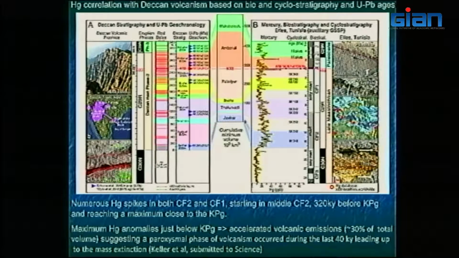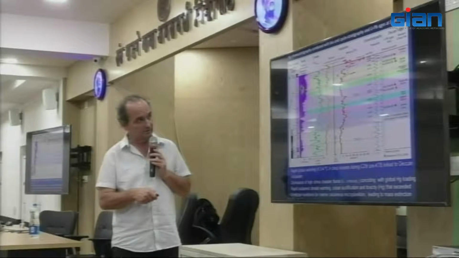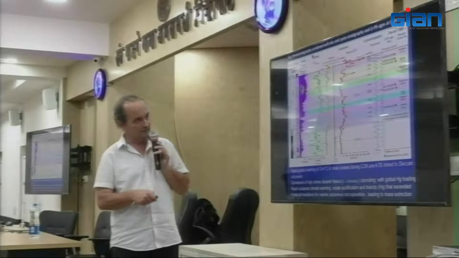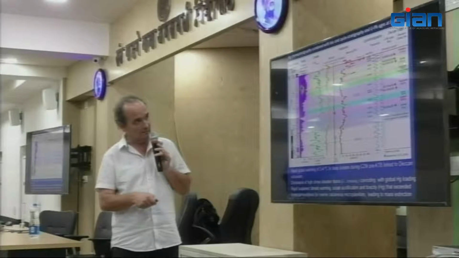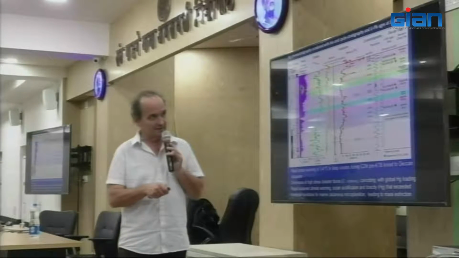Okay, so let's see this very nice record of Tunisia. Here it's quite interesting. You can see that we have a huge increase with a maximum close to the KT boundary. What we have done here is a multidisciplinary study, including micropaleontology, stable isotopes, oxygen stable isotopes on benthic foraminifera, and the mercury anomaly. The mercury has been normalized by TOC in order to avoid amplification by the presence of organic matter, and very importantly, cyclostratigraphy.